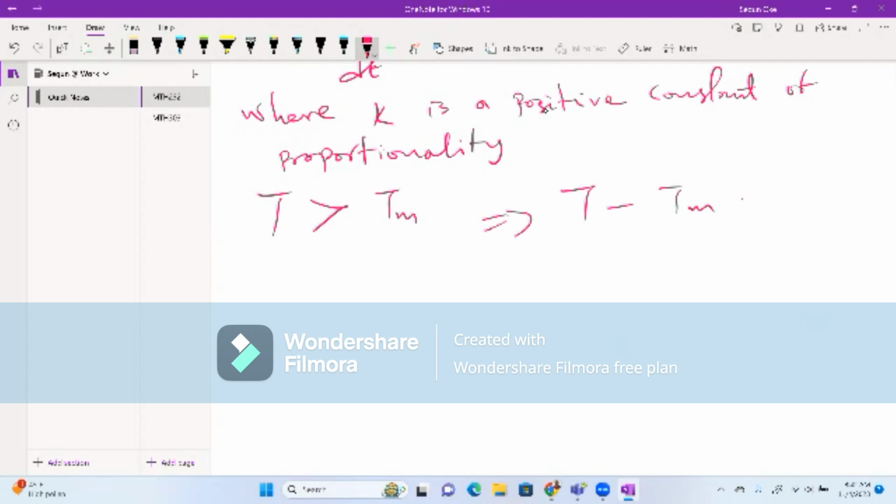So I'm just using this to lay a foundation. Now let's look at an example of such a problem.